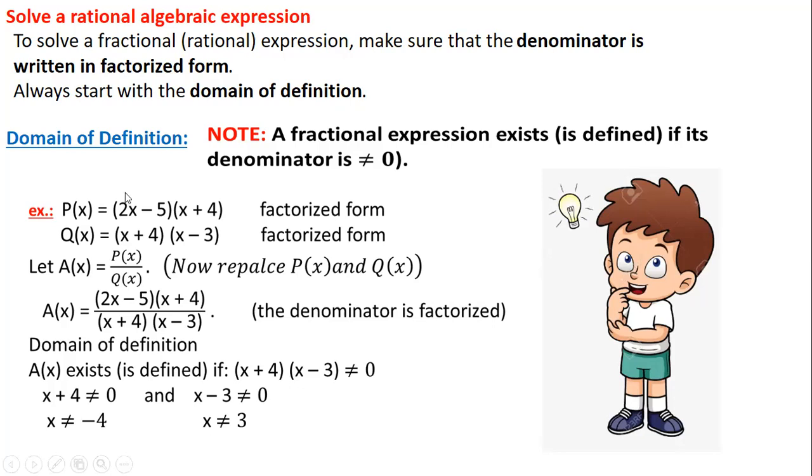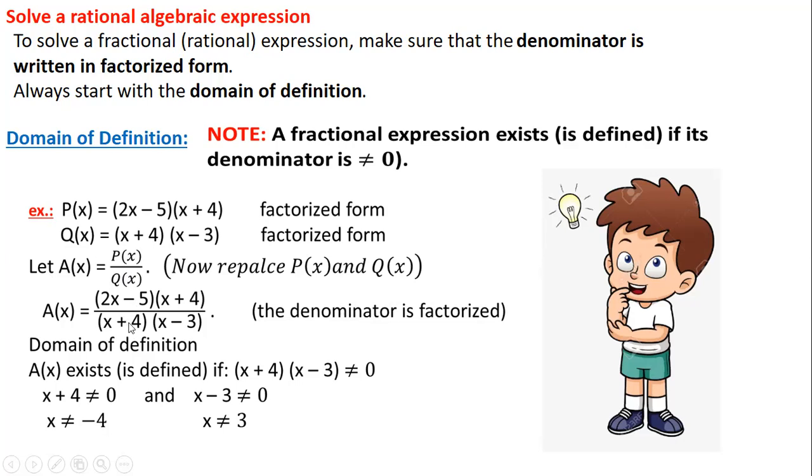So now let me give you two polynomials. P of x equal to (x minus 5)(x plus 4). This is in factorized form. Q of x equal (x plus 4)(x minus 3). This is in factorized form. I asked you, let a of x equal p of x over q of x. Now in a of x, I replace p of x by its factorized answer, and I replace q of x by the factorized answer, so I get this form. So this is the form of a of x.